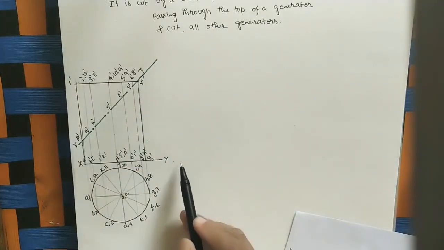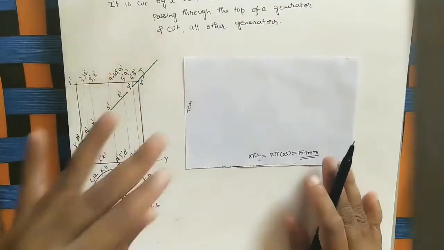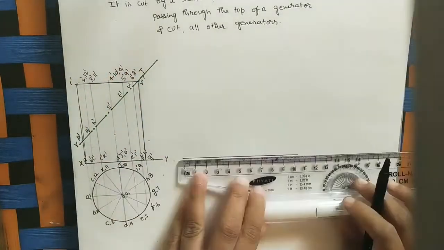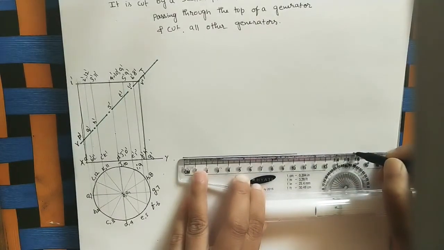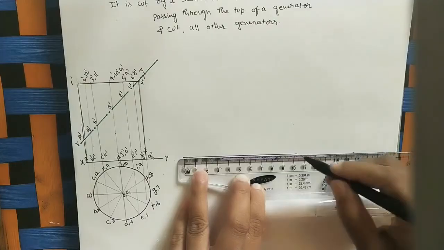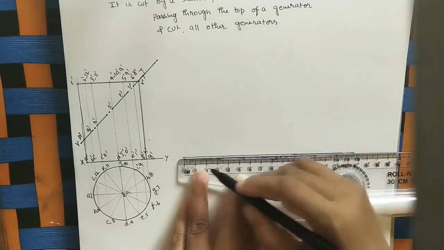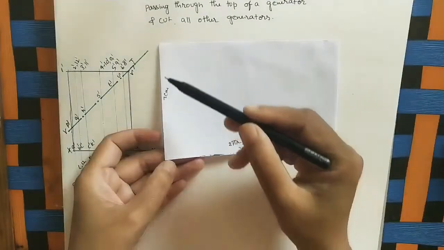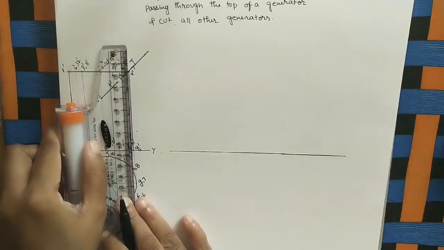So after some gap take one line here, this line of 15.7 centimeters, okay. 15.7 centimeter. Mark the end point. Now extend it up to that point, okay. Mark this 7 centimeter. Take this as the reference line.